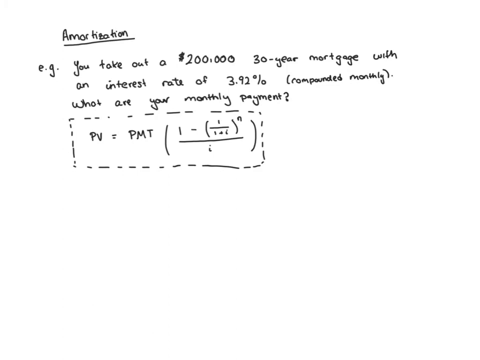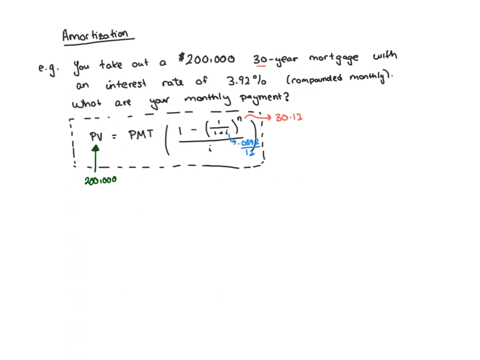It turns out we have the same formula as before, where we have the present value, and that's equal to the payments times 1 minus 1 over 1 plus I to the n, all over I. Here, I want to think of this present value as the amount of money I'm borrowing. So that's going to be that $200,000. And I know my interest rate, I, that's my 0.0392. Because it's compounded monthly, I have to divide that by 12. And then I have my n value. That's going to be 30 years, but it's compounded monthly, so I multiply that by 12.